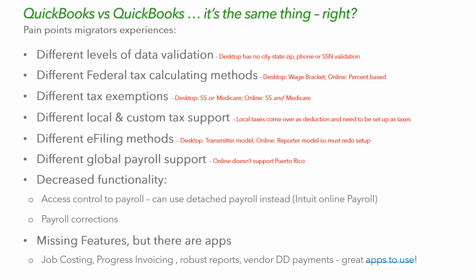The access control, again, we talked about. Payroll corrections, do them in desktop first before you come on over. It's much easier to do in desktop. In Online, we're expanding how you can do payroll corrections, but again, desktop is much, much easier. As for features, here's a link out to the apps page. There are some great apps to use to take care of anything that the online tool doesn't currently cover.